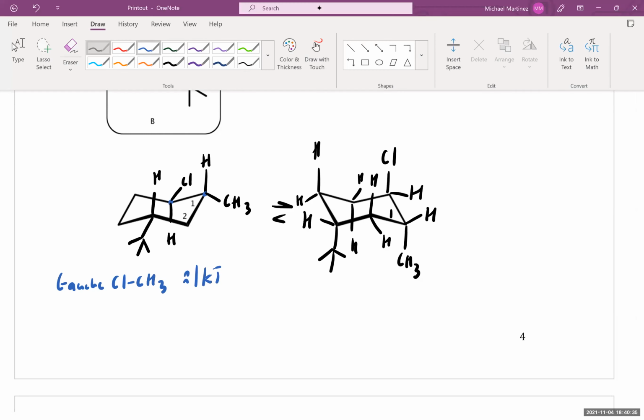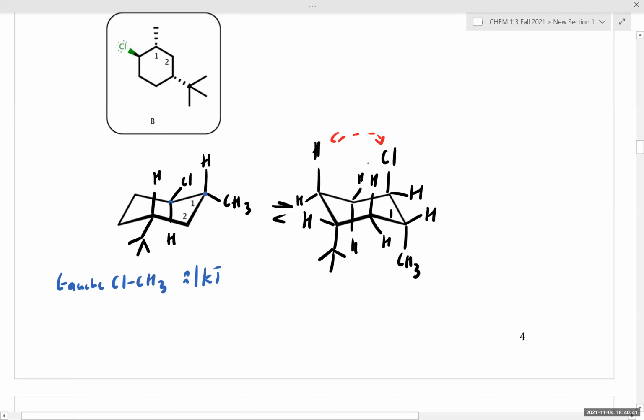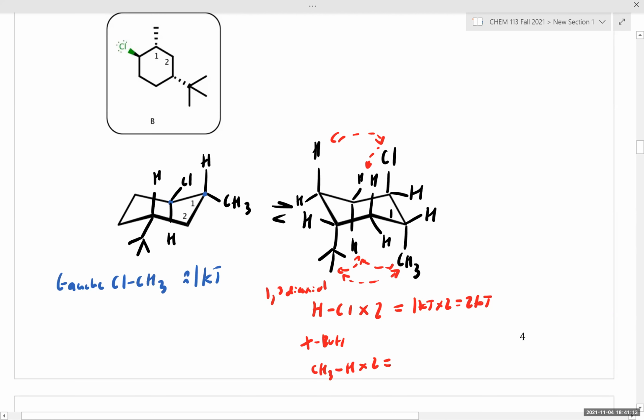Okay, let's now look at this next structure. We have a ton of diaxial interactions at play. What diaxial interactions are we dealing with? Well, as you noted, we have the chlorine and the two hydrogens. Yep, so in terms of our 1,3-diaxial interactions, we have two chlorine-hydrogen interactions. So that's 1 kilojoule times 2, so 2 kilojoules. What else? Well, the methyl and the two hydrogens. Sure. So we have a methyl-hydrogen interaction, two of them.